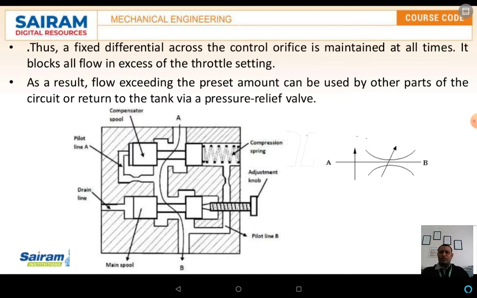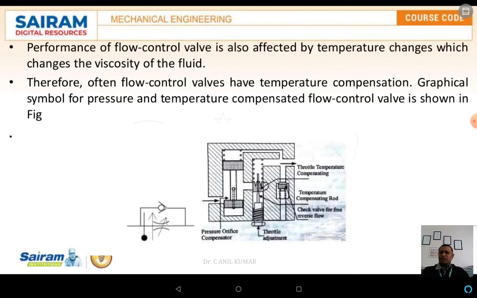Now, as we know, if the pressure starts increasing, automatically the temperature also starts increasing. If the temperature starts increasing, automatically the performance of the system starts decreasing. The performance of the flow control valve is also affected by temperature change, which changes the viscosity of the fluid. In turn, once the viscosity of the fluid changes, there will be pressure drops, and the pressure acting at the application will also change. Therefore, flow control valves often have a temperature compensation also.